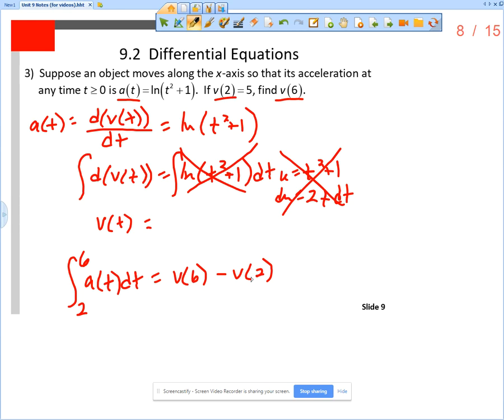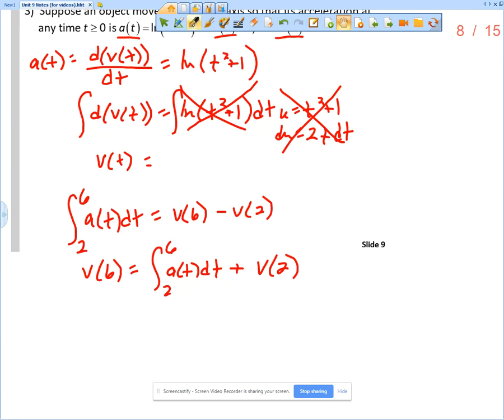So how do I solve for v of 6? I'm going to add v of 2 to the other side. So v of 6 is the integral from 2 to 6 of a of t dt, and then plus v of 2. All right? So now, let's calculate. All right, so v of 6 is, all right, so we want to do that calculation.